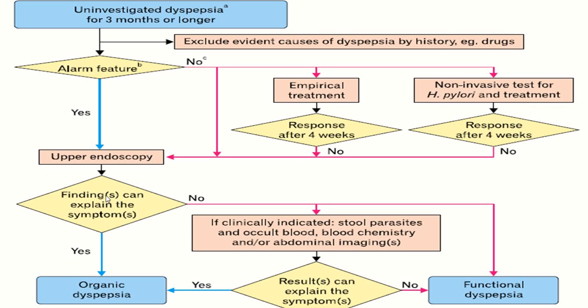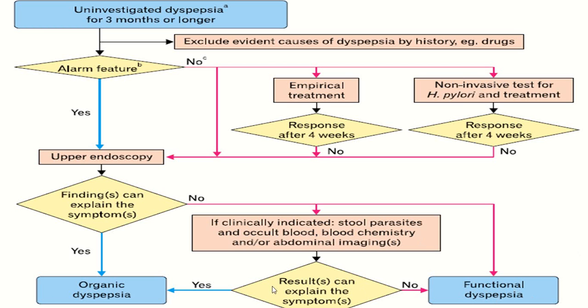If the finding explains the symptoms, yes, it is 100% organic dyspepsia, because on upper GI endoscopy, if you get ulcer, inflammation, gastric carcinoma, etc., then it is straightforward organic dyspepsia. If the answer is no, then you go for parasites in stool, occult blood, blood chemistry, and you can go for abdominal imaging and gastric emptying studies.